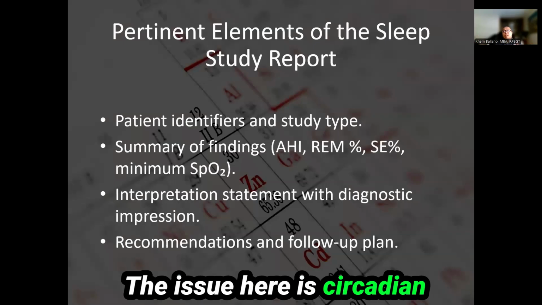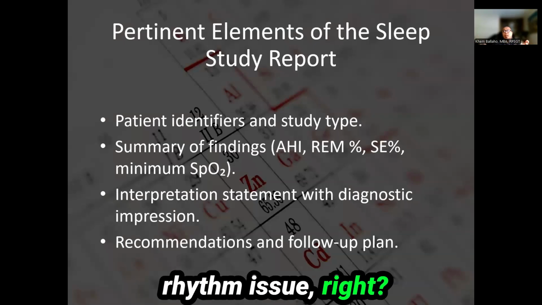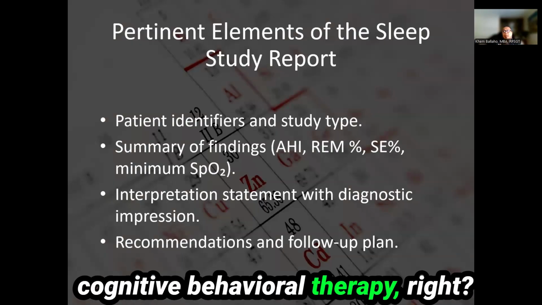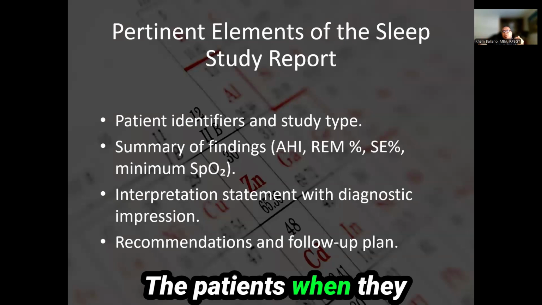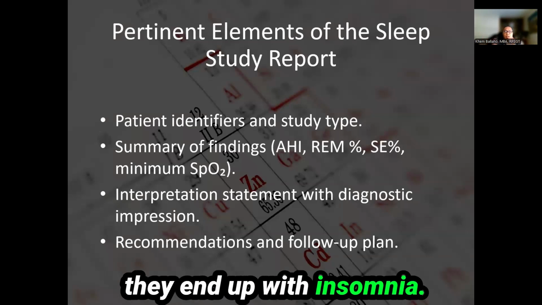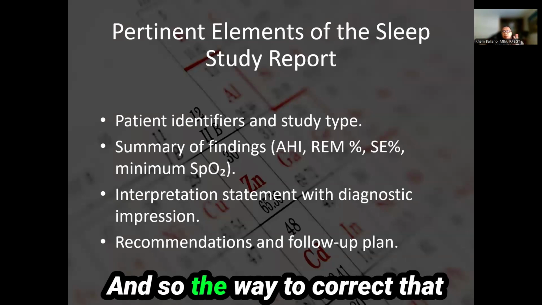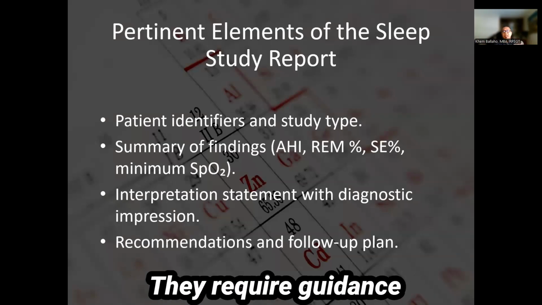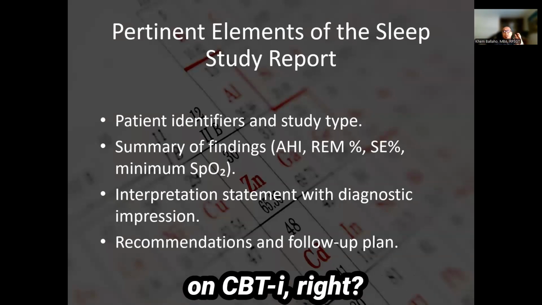The issue here is a circadian rhythm issue, right? The issue here can be mitigated by just sleep hygiene or CBTI, cognitive behavioral therapy, right? These patients, when they have these types of habits, they end up with insomnia. And so the way to correct that is not through CPAP titration or additional sleep studies. They require guidance on CBTI, right?